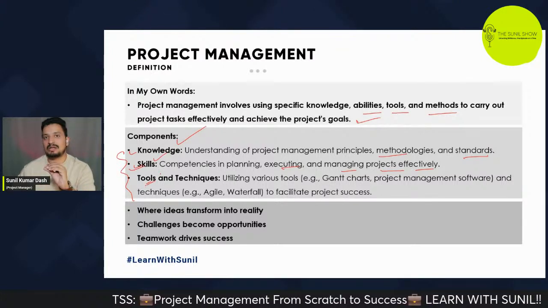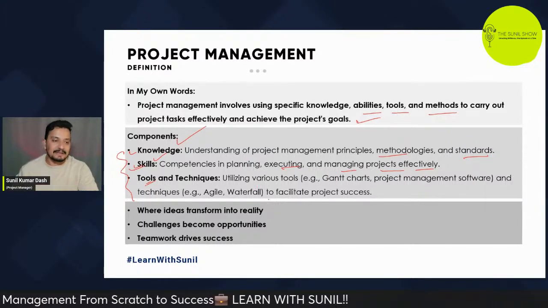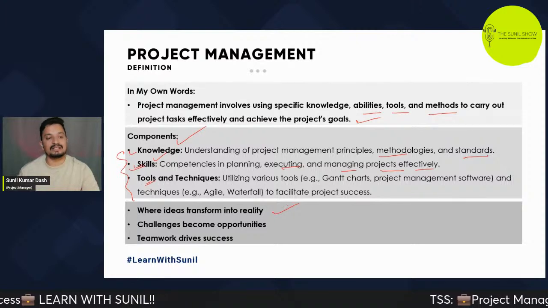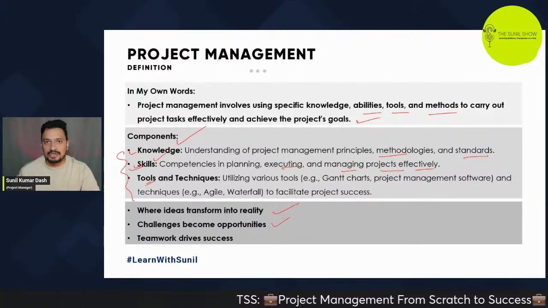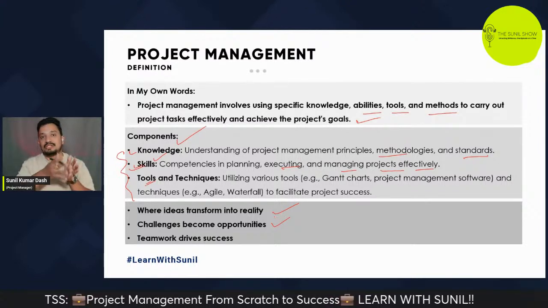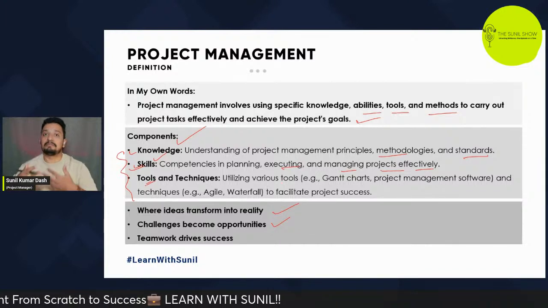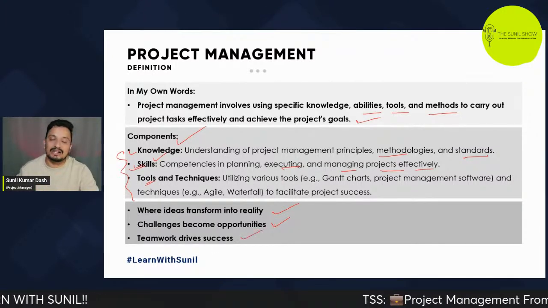Now, to summarize project management in a few key words: where ideas transform into reality. Utilizing project management, you transform your idea into reality. Then, challenges become opportunities. With effective project management, you transform the challenges into opportunities. And the third important thing is we work with people. People execute the projects. That's why we say teamwork drives success.